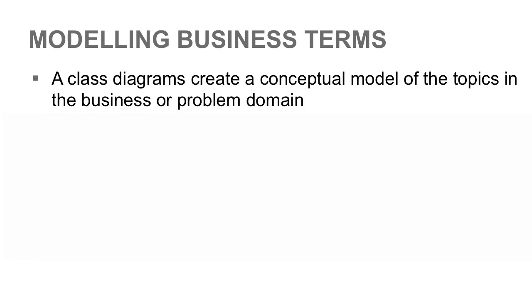Class diagrams help us to document the concepts that are relevant to the business that we're working in. People often talk about the business domain, the problem domain, or the solution domain, where the term domain is used to put a boundary around the topics of interest. A business domain can be very broad, like the domain of financial services, or it can be narrow, like the domain of automating domestic devices.